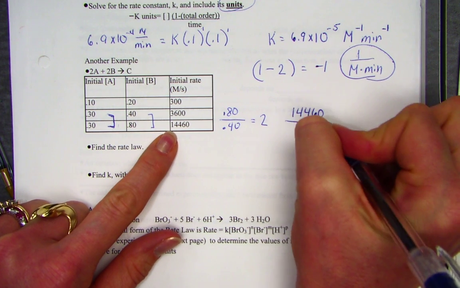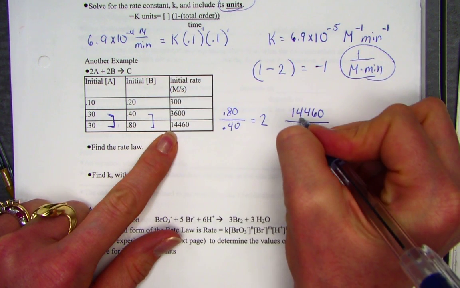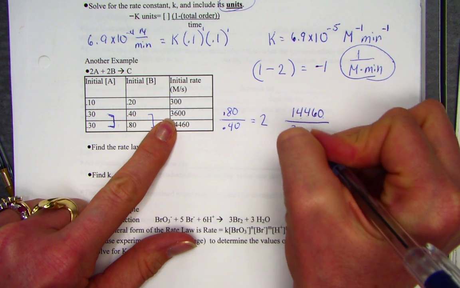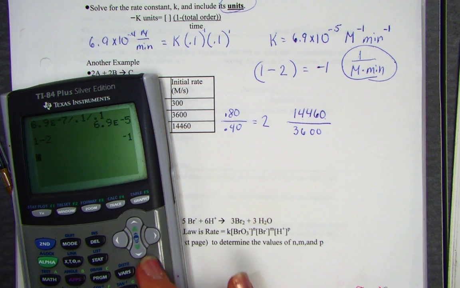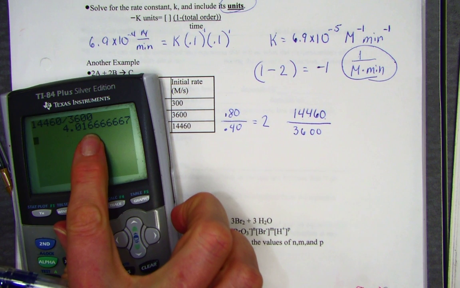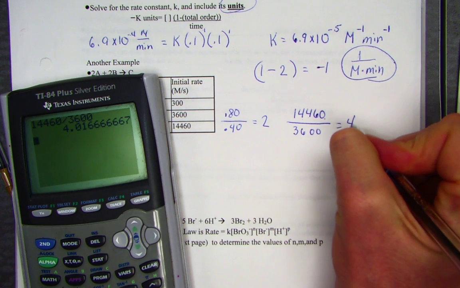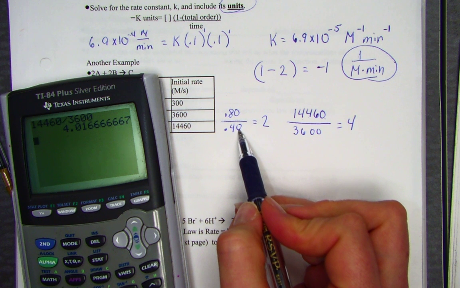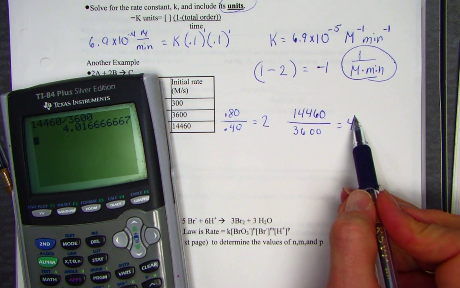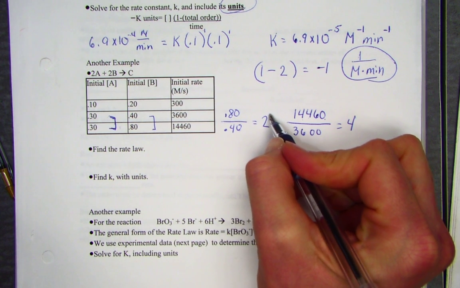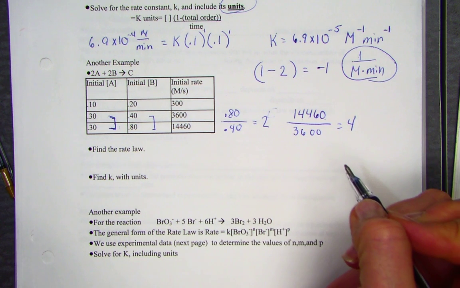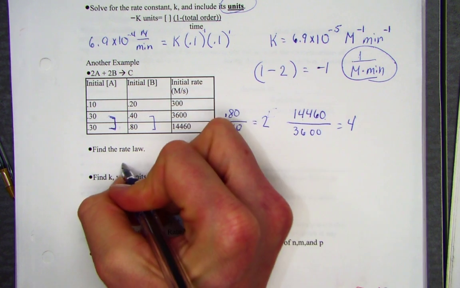Again, comparing the rate in molarity per second of 14460 compared to 3600. That's probably mental math for some of you, but I'm going to check that out. 14460 set over 3600 gives me a value of 4. When I doubled the concentration, the reaction rate quadrupled. In terms of respect to that order, 2 squared is 4. This looks like a second order with respect to B.